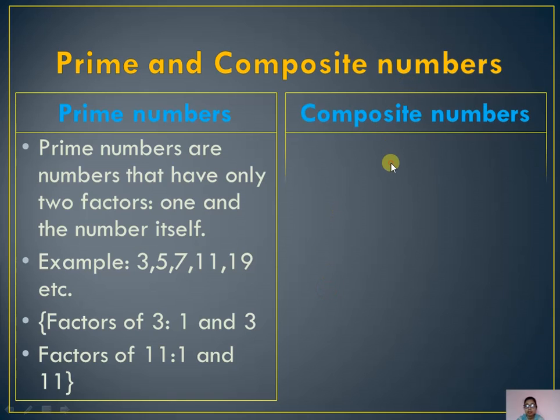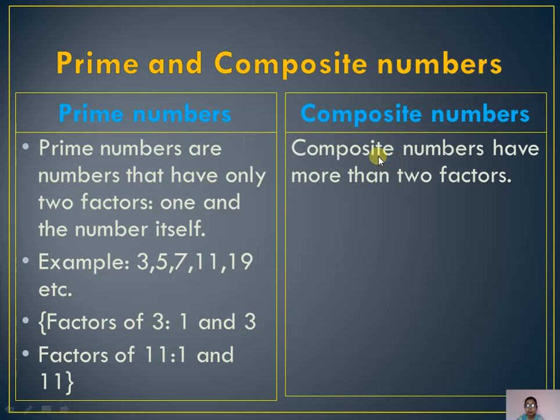Composite numbers. Composite numbers have more than two factors.